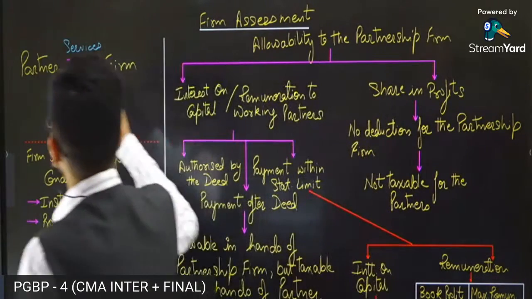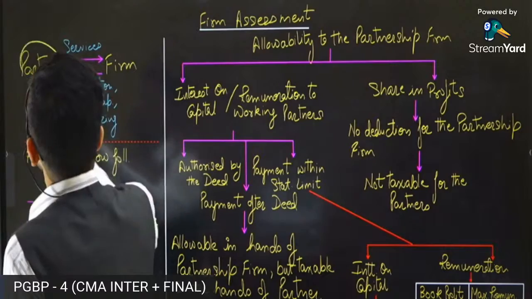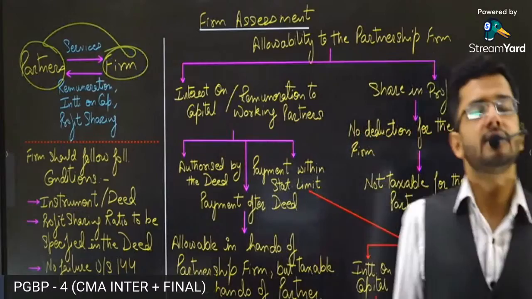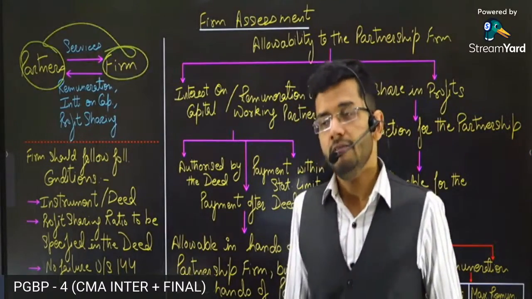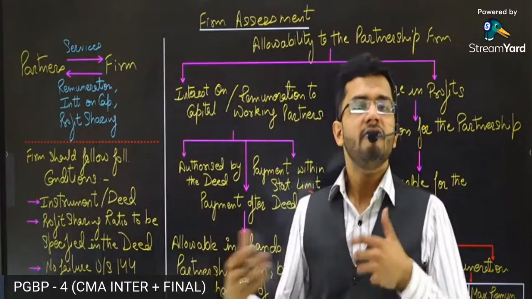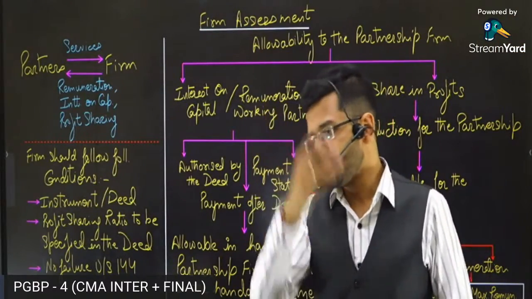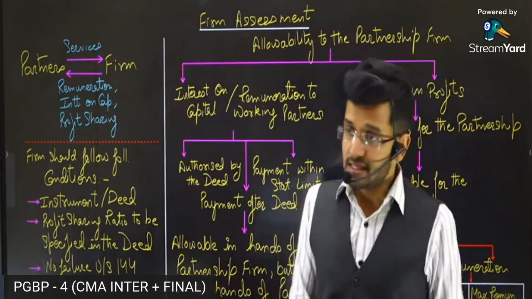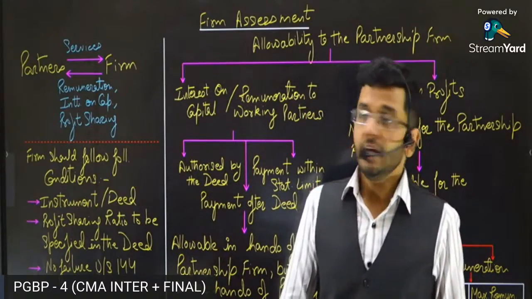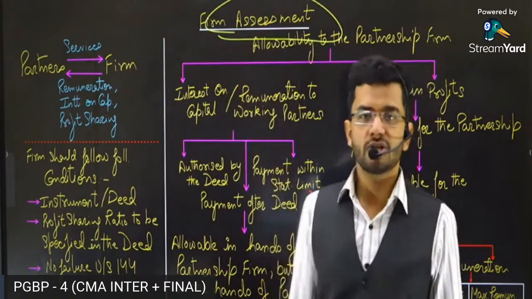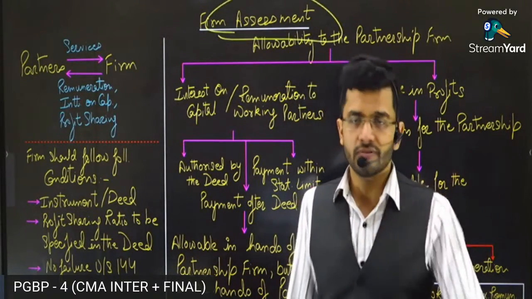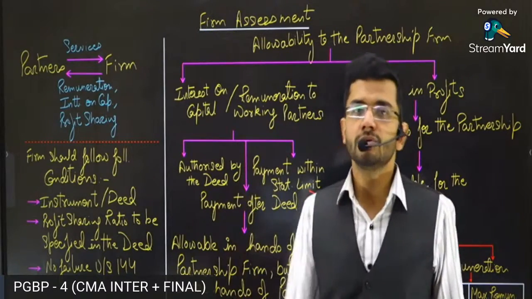Guys, the specific feature of a partnership firm is that partners and firm are one and the same thing. They don't have a separate legal entity. For example, a company is a separate legal entity from its shareholders, okay? But a partnership firm has a thin line of difference between partners and the firm. This is the reason why we deal with specific provisions for partnership firm assessment. If we do not have specific provisions, then assessees are going to misutilize the expense and income provisions which we have in PGBP, and they're going to reduce their taxable income.